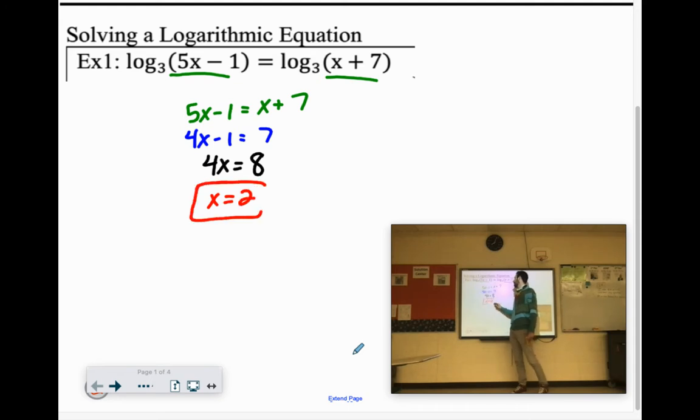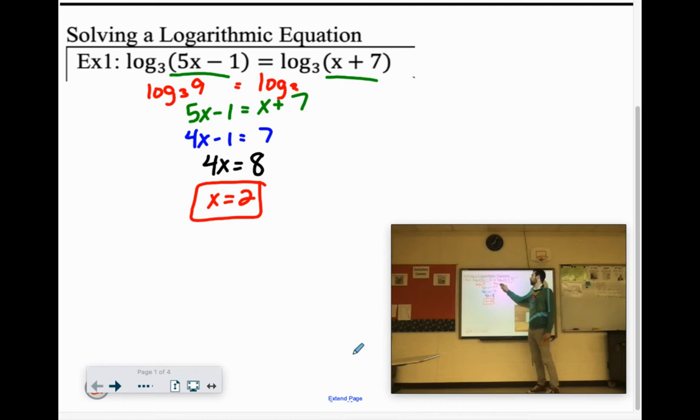Now, as it always is, it's usually a great idea to check your answers because eventually we're going to end up with some extraneous solutions today where when you sub them back in, they don't work. So if we sub this back in, 5 times 2 is 10, minus 1 is 9. So this would be log sub 3, 9. Over here, 2 plus 7 is 9. So log sub 3, 9 equals log sub 3, 9. Great, it's the same thing on both sides. We're good.